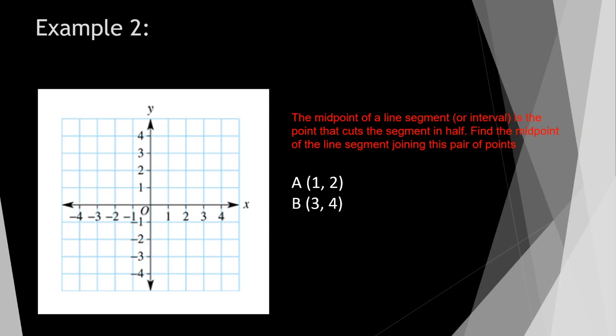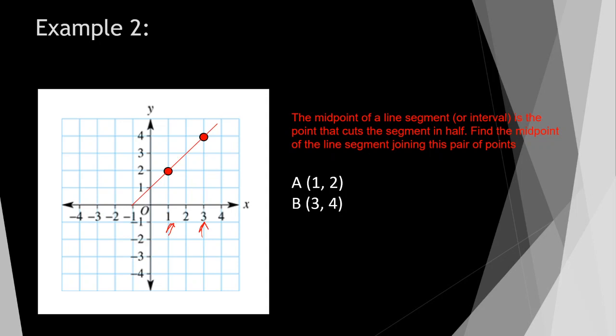So here it's asking us to find the midpoint of a line segment that is joining these pair of points. So we've got 2 points, 1 and 2, which goes here, and 3 and 4, which goes there. Basically, what they're asking us to do is to find the point in the middle of these 2 points. So what I might do is put a line in there, and halfway between our 2 x values, so our 2 x values are x equals 1 and x equals 3.